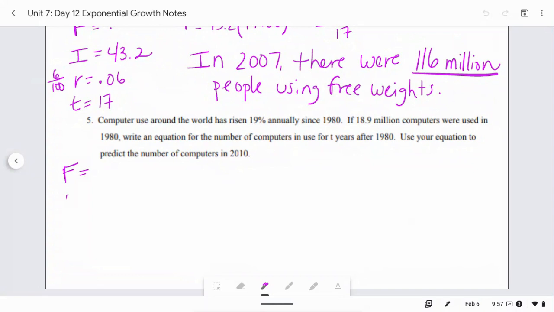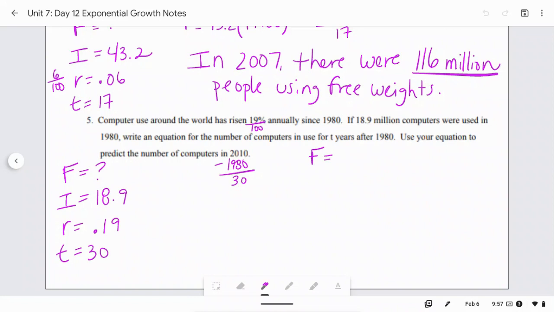So again, I'm going to do F-I-R-T. F is the future amount or final amount. And then again, the initial amount is a really large number. So we can abbreviate it as just 18.9, and then we're going to add the word million at the end. The rate, I have to do 19 divided by 100 to get the rate as a decimal, which is 0.19. And then I have to also find t. So this time the starting year is 1980, so I have to subtract that from 2010. So 2010 minus 1980, that would be 30 years.